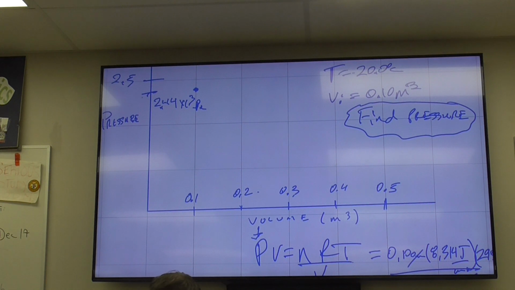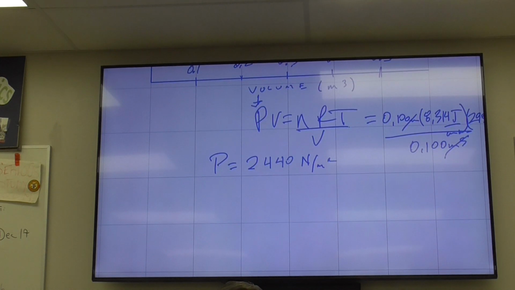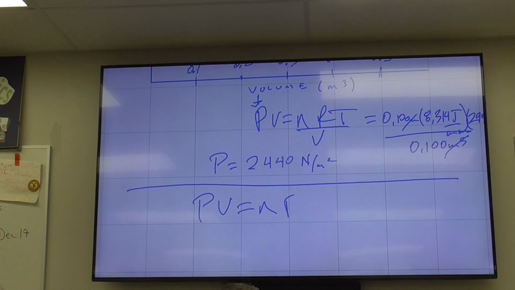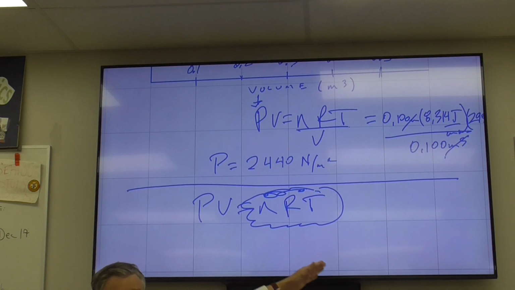So here's what we're going to do. We're going to take this from an initial volume of 0.1, and we're going to go out to 0.5. And we're going to keep the temperature the same. So here's the other way that you can look at this. You've got PV equals nRT. Because you're told that it's isothermal, this entire right side of the equation is not going to change.